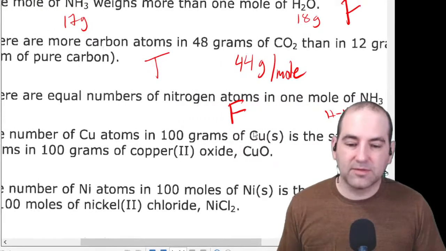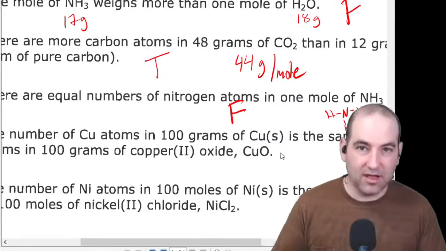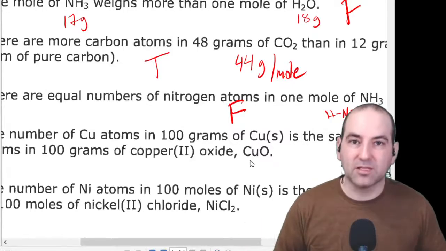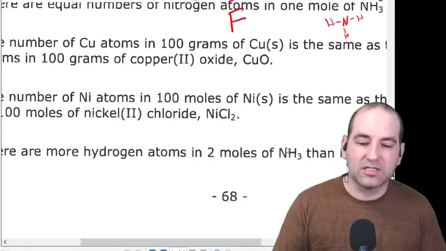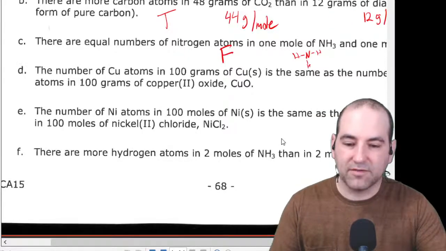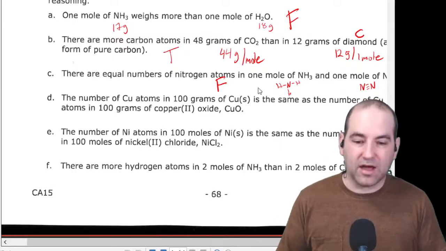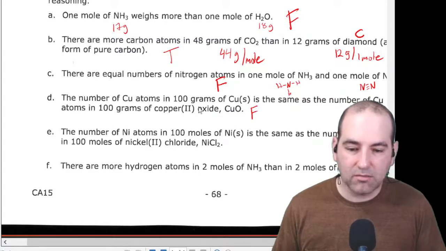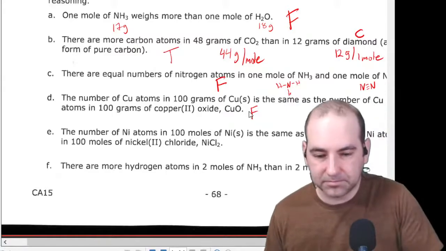If you've got 100 grams of something that's pure copper and 100 grams of something that's copper and something else, there's got to be less copper in the thing that's copper and something else because that other thing is taking up some of that mass, in this case, oxygen. So oxygen is taking up some of that mass. So in this case, there's definitely going to be more copper atoms in the pure sample than in the one with oxygen atoms in it, right? So that one is false. There's more copper atoms in the pure sample than in the one with oxygen.